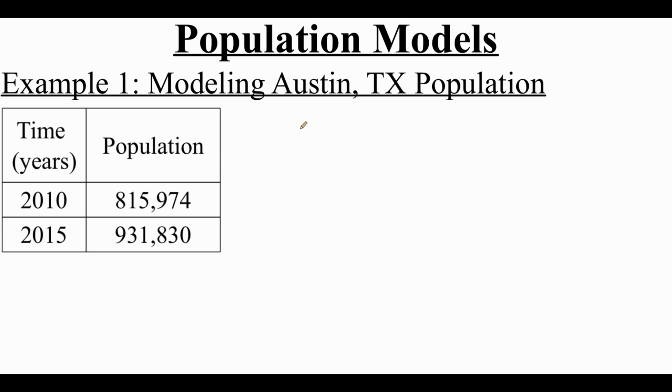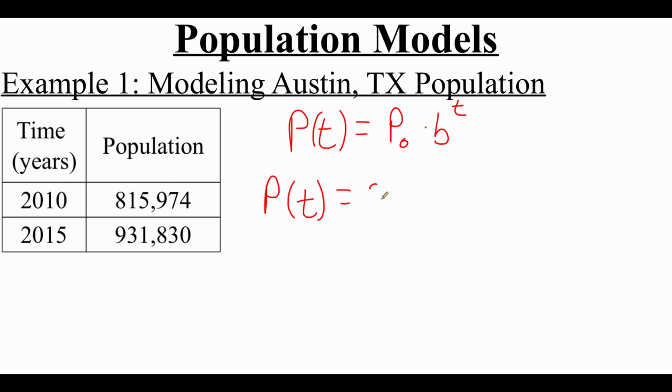So we're going to be dealing with an exponential function modeling this population based on time. I'm going to call my function p of t. In our function, we're going to have a p sub 0 value, which stands for the initial population when we start tracking our data. Then we're going to multiply that by some base value raised to the power of t, since we're talking about time. We know our initial population when we started tracking our data was 815,974, so I can fill that in for my p sub 0 value.